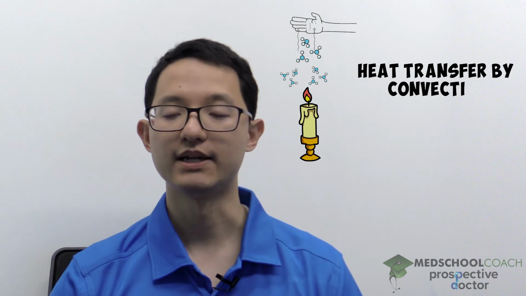Well, the flame of the candle is going to heat up the air around it. The air around it is then going to get warm, and when air gets warm, it's going to expand. And when it expands, it becomes less dense, so that warm air is going to travel upwards. So that's how you're able to feel the warmth above the flame. That is heat transfer by convection.